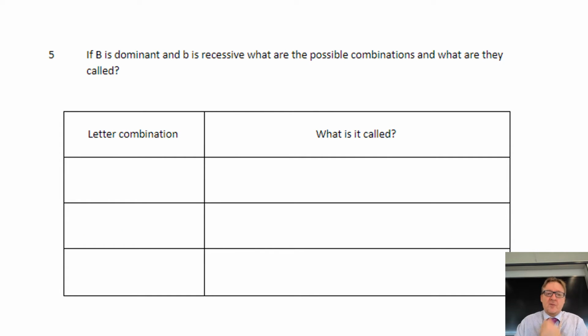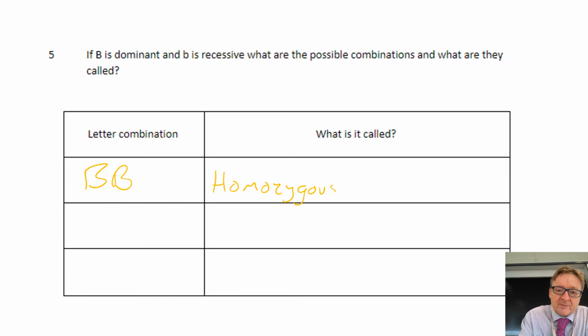Question number 5, if big B is dominant and little b is recessive, what are the possible combinations and what are they called? So I'll start off with big B, big B. Because the two are the same, that is homozygous, and because there's two big ones, dominant.